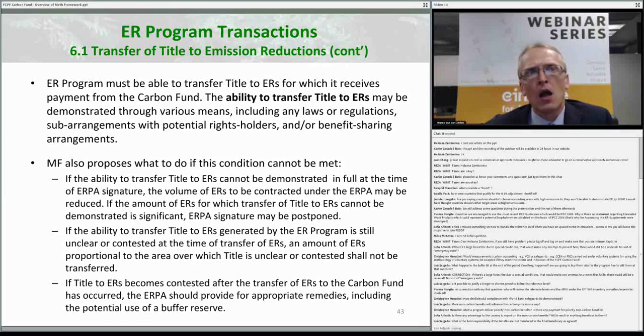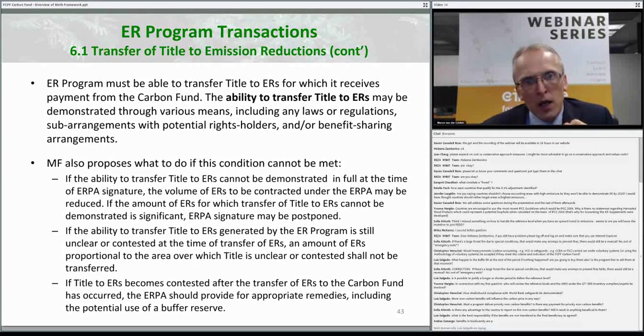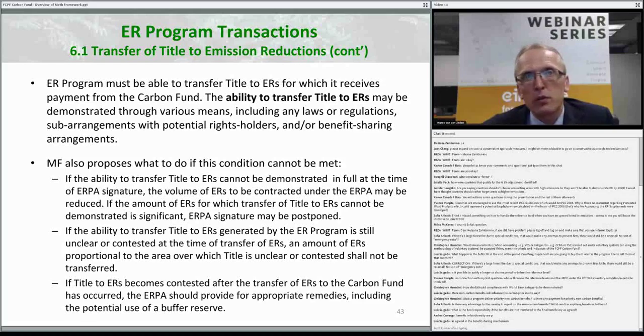Sometimes, or maybe in some countries, there will be a situation where this condition cannot be fully met. Cannot be fully met at the time you're signing an ERPA. It might not be fully met when you're doing your first monitoring, or it might still be questioned later on. The Methodological Framework puts in certain requirements for when this occurs. So if this ability to transfer is not fully demonstrated at the signing of the ERPA, that might affect the volume of emission reductions that the government funds will buy.